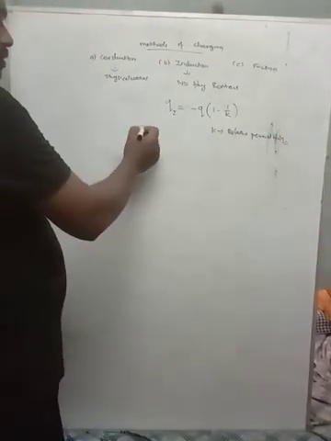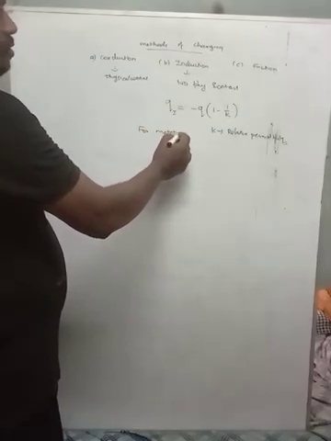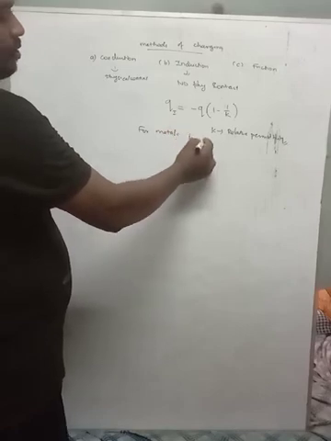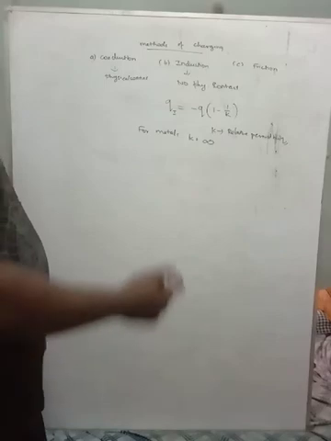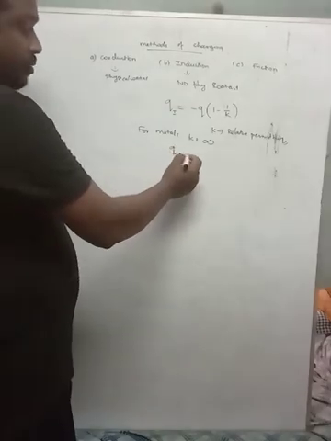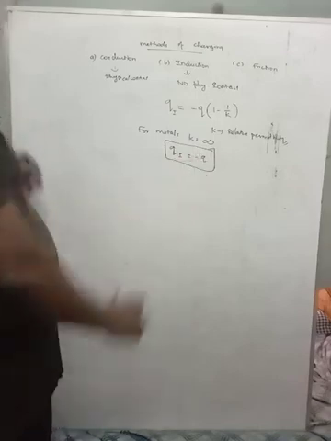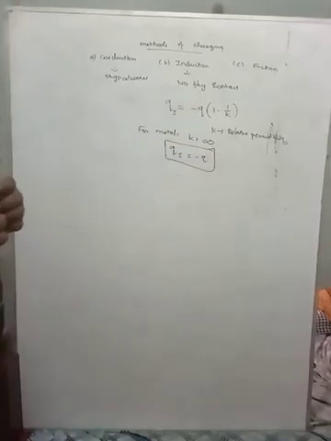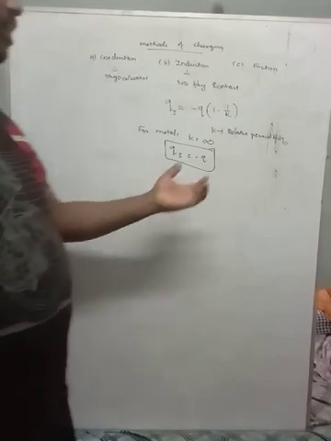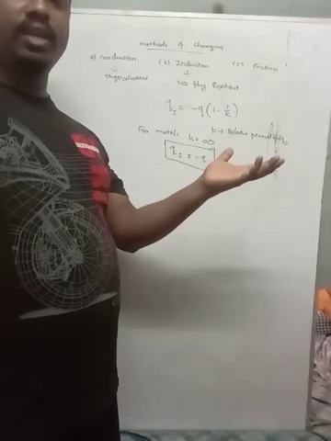For metals, K is equal to infinity. So K infinity means 1 by infinity is 0. So in the metal, Qi is equal to minus Q. Why minus? If you are giving positive charge, negative will be induced. If you are giving negative charge, positive will be induced. That means if it is a conductor, if you are giving 100 charges, what happens?